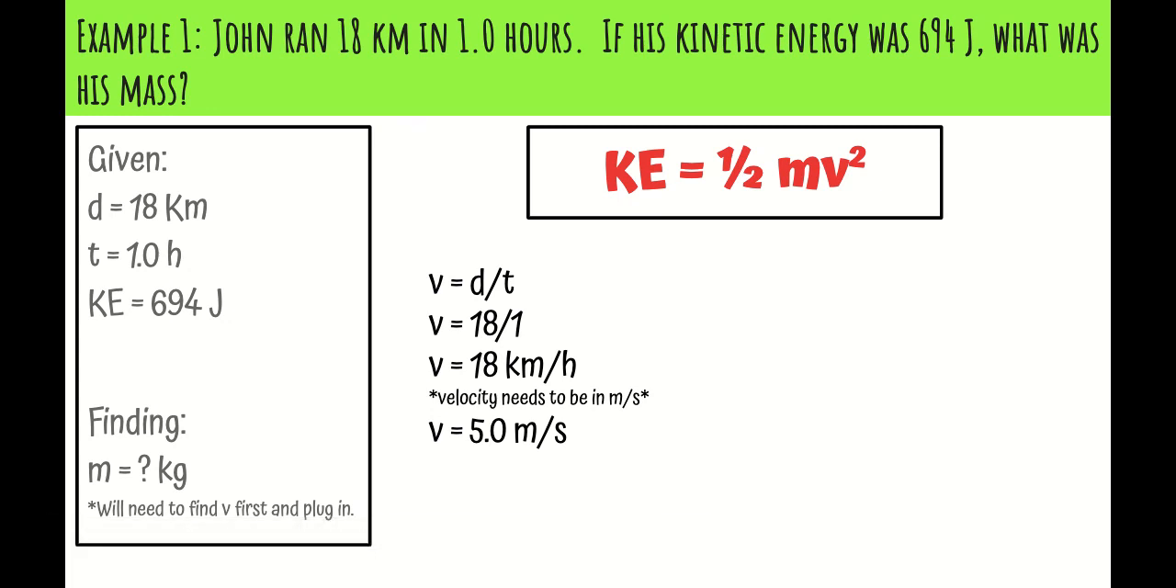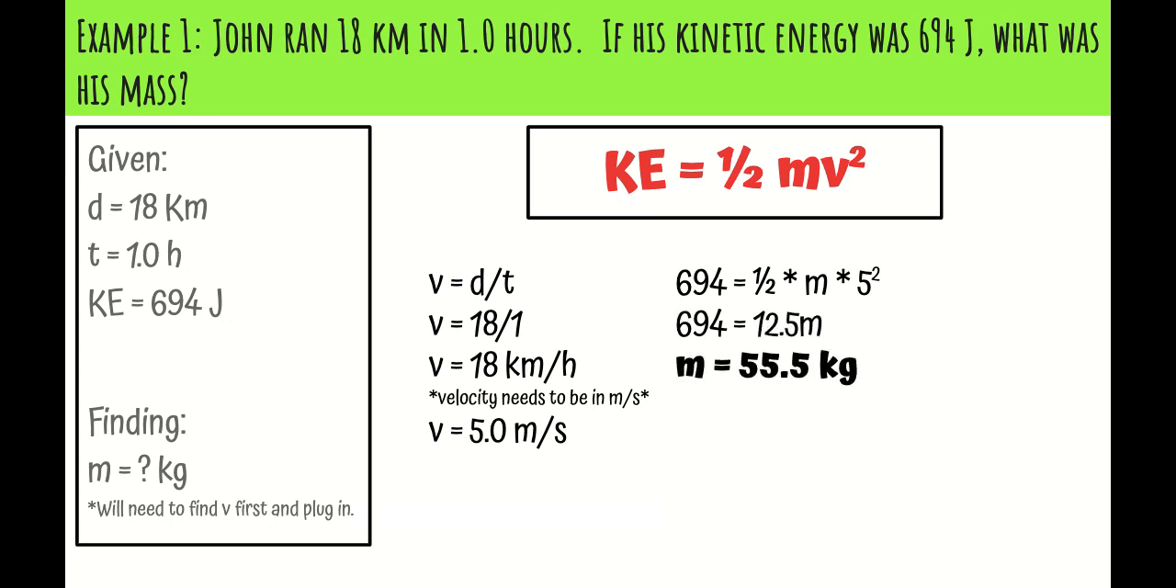Now I have what I need to substitute that into my formula to solve for mass. So I'm going to substitute in the kinetic energy of 694 joules, set that equal to 1/2 times mass times the velocity of 5 squared. When we solve this, it should be 55.5 kilograms.